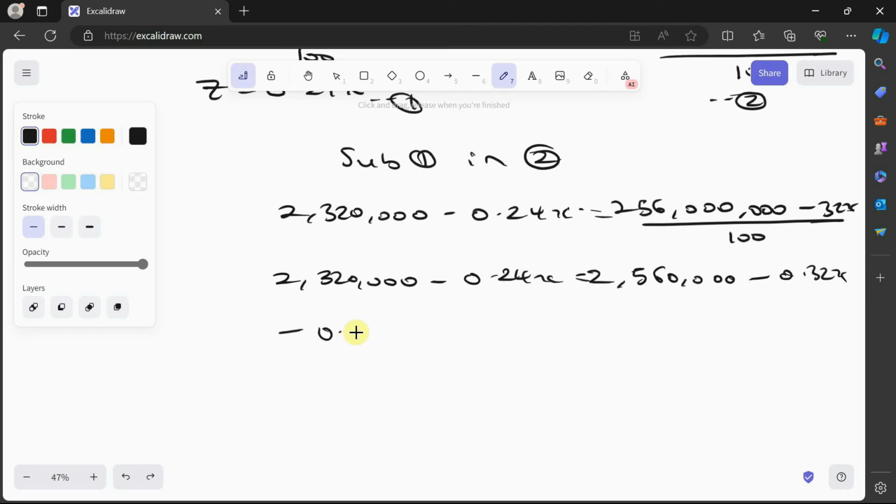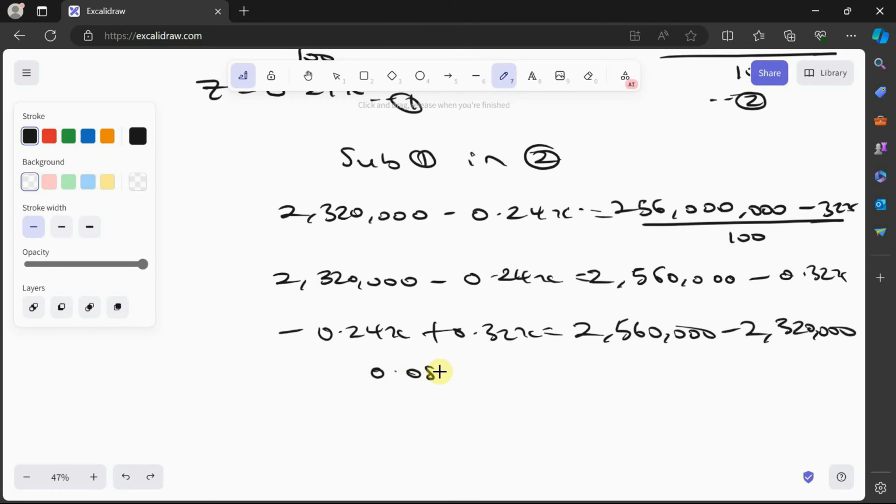So minus 0.24x, then plus 0.32x is equal to 2,560,000. This one comes over, that will be minus 2,320,000. So this is 0.08x is equal to 240,000. If I divide both sides by 0.08, so 240,000 divided by 0.08, my X is equal to 3 million.